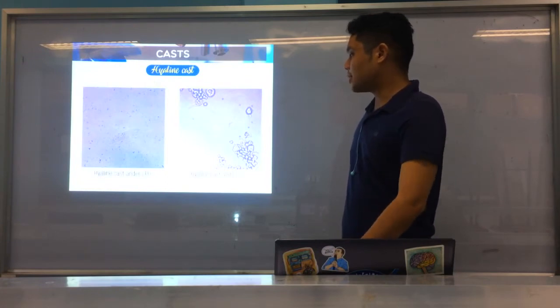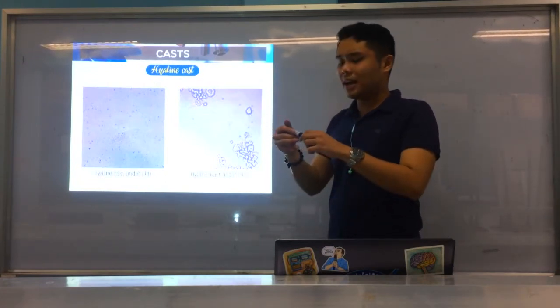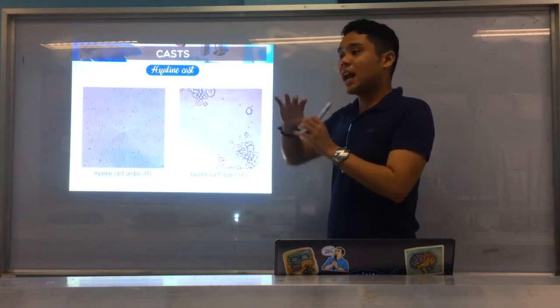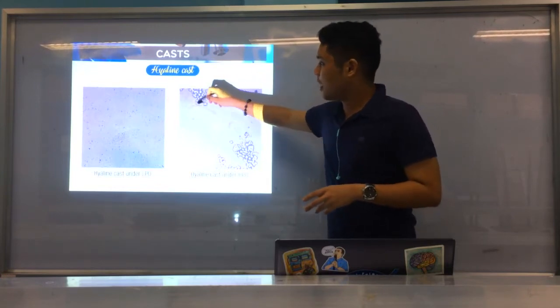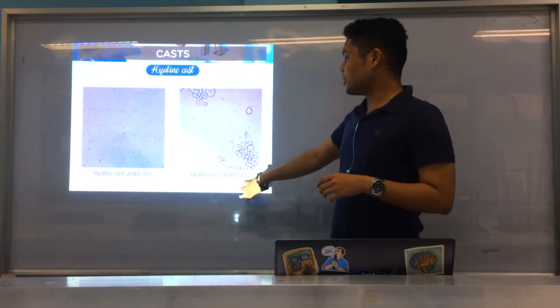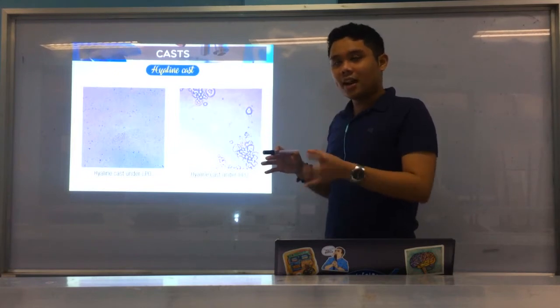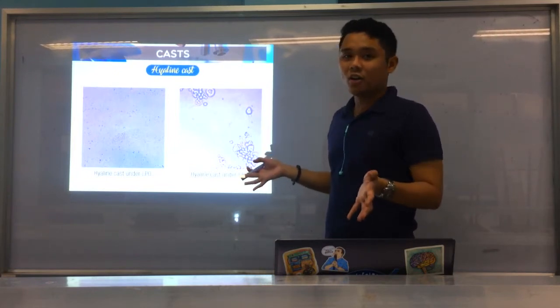So these are examples of casts. As you can see, always remember that they have parallel sides. For you to identify a cast, you will see the matrix. It looks elongated, with parallel sides and quite rounded. The hyaline, as you can see, under HPO and LPO is quite clear, like there is nothing inside, it is clean, okay?